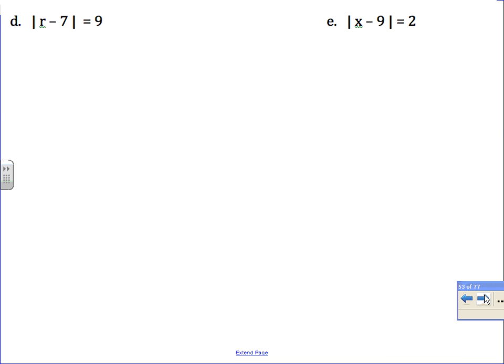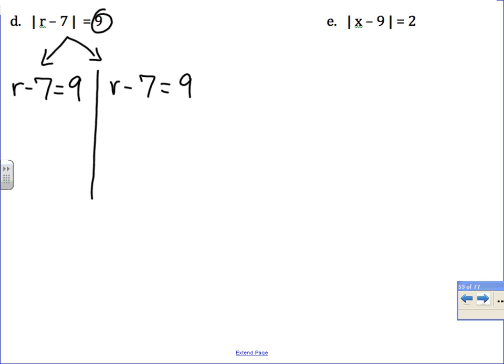Okay, letter D, we have the absolute value of r minus 7 equals 9. So is it in the form absolute value of something is equal to a number, and that number is greater than or equal to 0? Okay, it is, and we know that that 9's positive. So we start by splitting it up into two separate equations, get rid of the absolute value symbol. One of them has a positive 9, the other one has a negative 9. Okay, and I'm going to draw a line down the middle here so we don't get confused. Okay, so now we have our two separate equations that we need to solve.